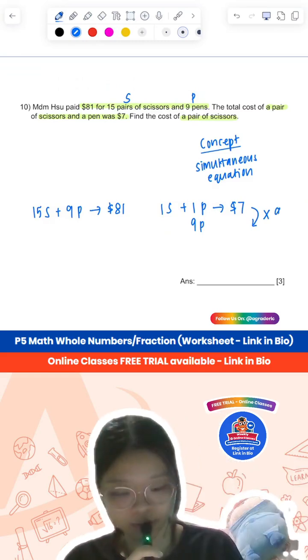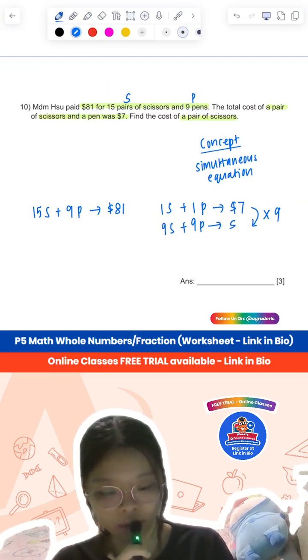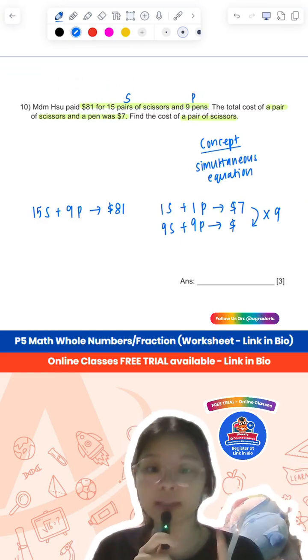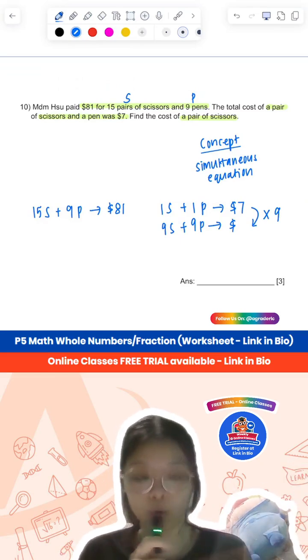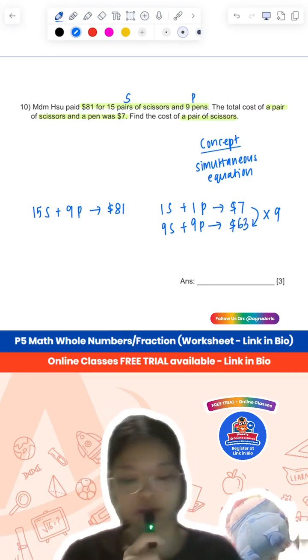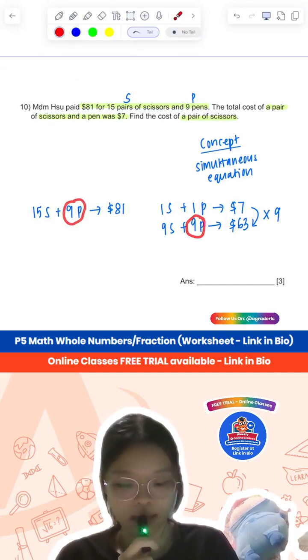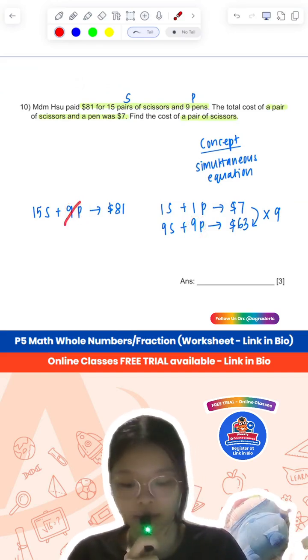9, very good. Times 9. So this becomes 9 scissors also. And my $7 also must times 9. A common mistake some students make for this concept is you don't multiply the total money. You forget about it. So 63. Now you can see 9 pens and 9 pens. I can cancel, right? So I can just straight away cancel.